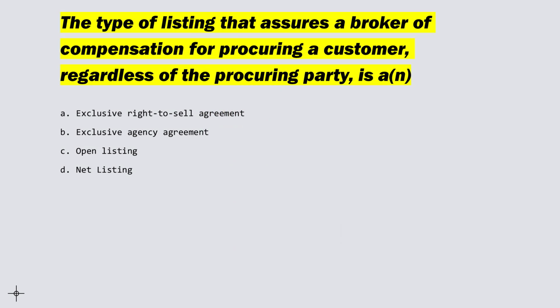The type of listing that assures a broker of compensation for procuring a customer regardless of the procuring cause is A, exclusive right to sell agreement, B, exclusive agency agreement, C, open listing, or D, net listing. And the answer is A, exclusive right to sell agreement.